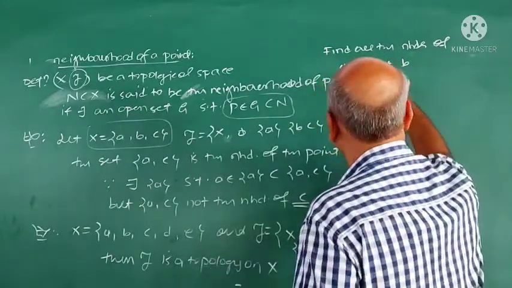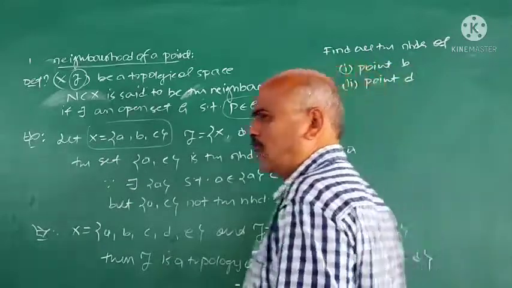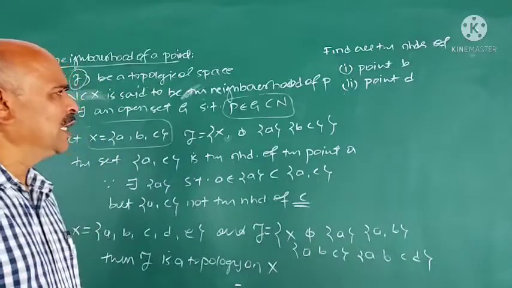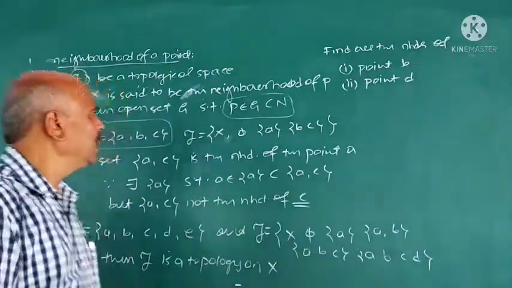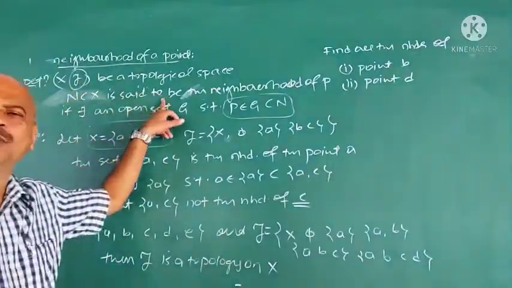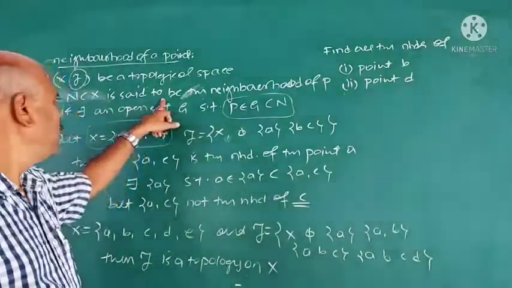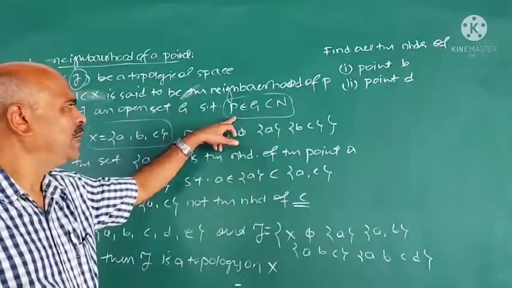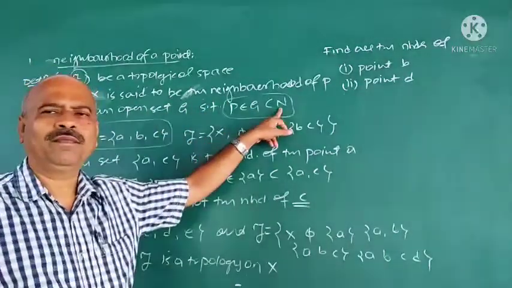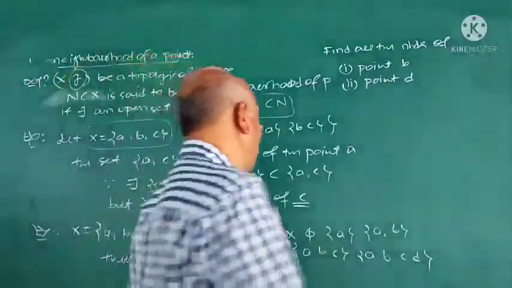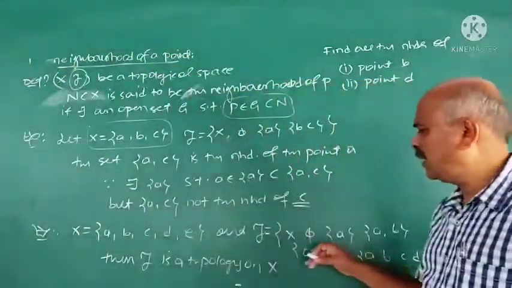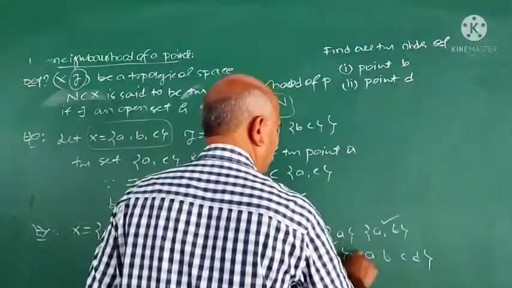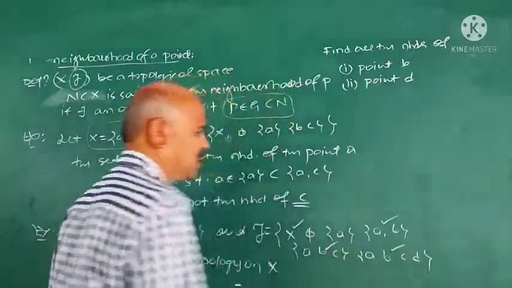Second one point D. Find all the neighborhoods of point B. See, a subset N of X is said to be a neighborhood of the point P if there exists an open set containing P and it is contained in N. Now, first we find out what are the open sets containing B. They are AB, ABC, ABCD and X.